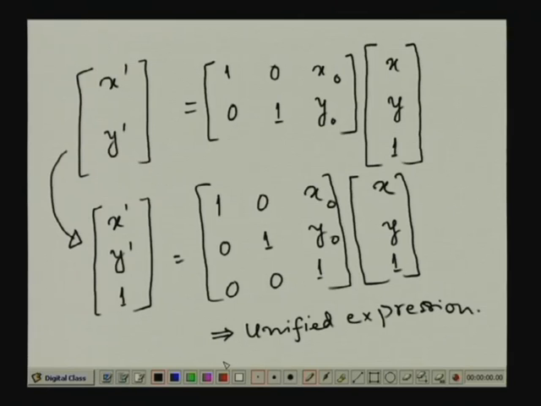So, basically what I have is the original coordinate x y of the point P, which is appended with one more component given as 1. If this modified coordinate is now transformed by a transformation matrix given as 1 0 x naught, 0 1 y naught and 0 0 1, then I get the translated point as x prime y prime 1. If I neglect the additional component, which in this case is 1, then I get the translated point P prime. So, this is about the translation.